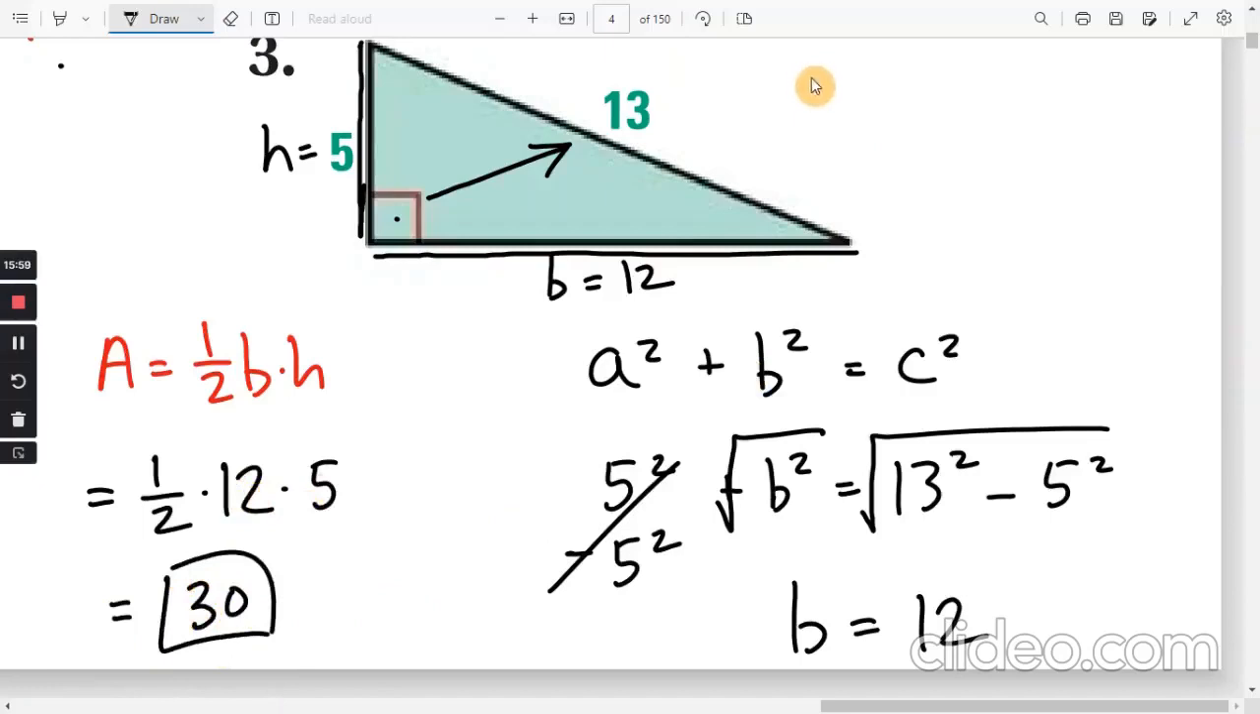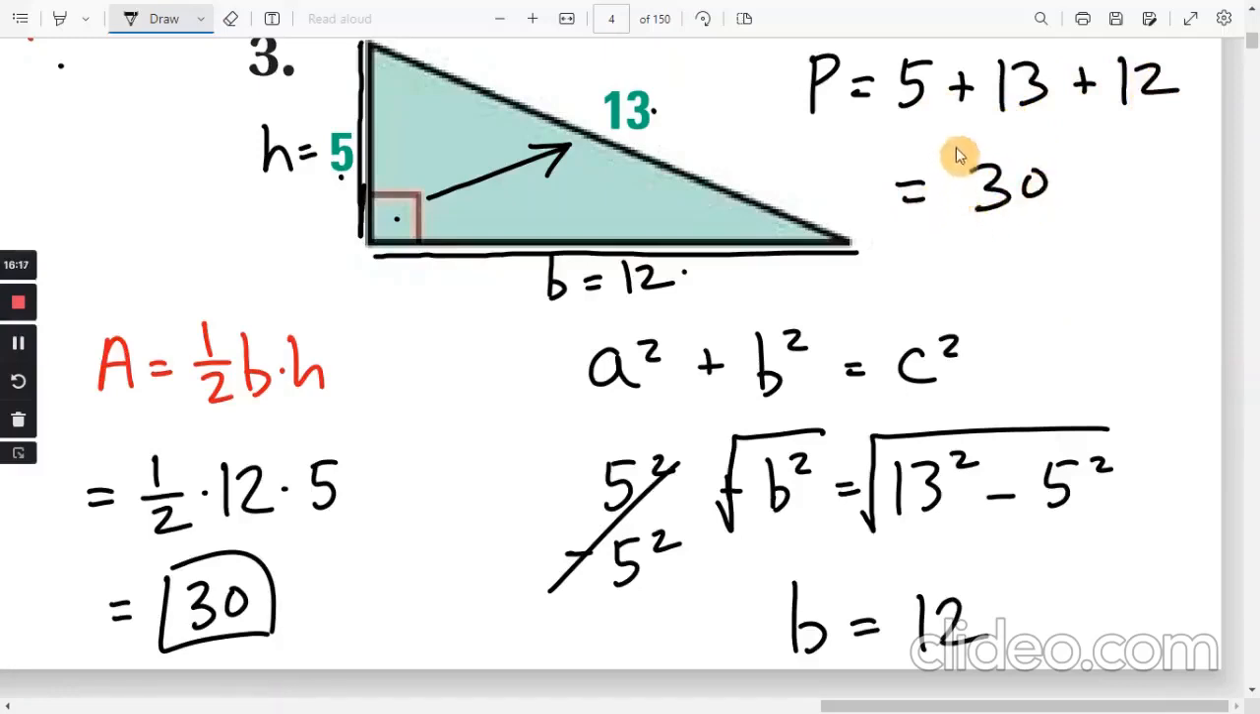And now, the perimeter is easy. You just add the sides. You have 5 plus 13 plus 12. All right, 5 plus 13 is 18, plus 12 is 30. Now, the perimeter and area are not always going to be the same for a triangle. It's just a coincidence.